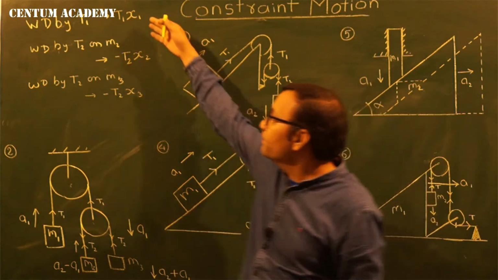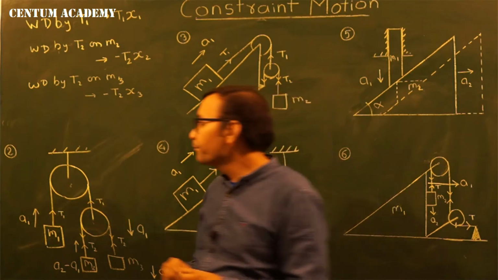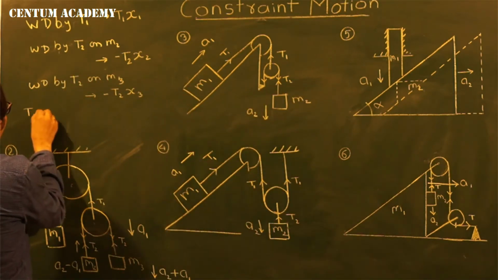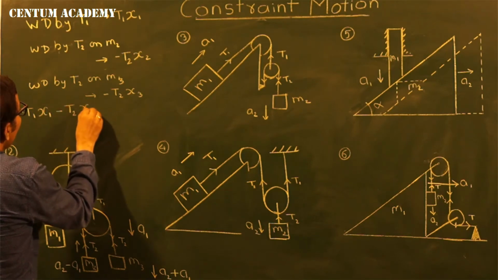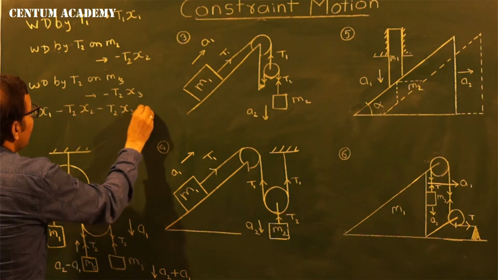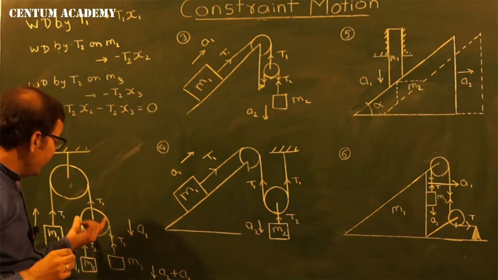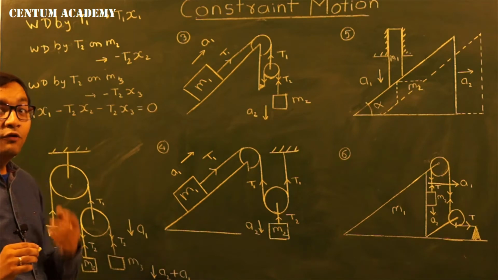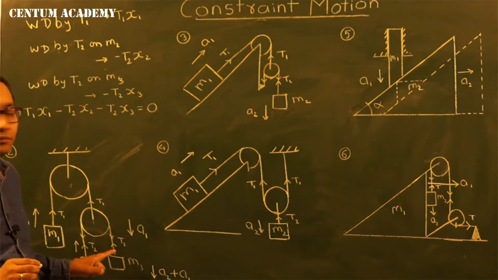So total work done by tension must be equal to 0 because it is an internal force, right? So I'll get total work done as T1 x1 minus T2 x2 minus T2 x3 is equal to 0, right? And if you see the free body diagram of this pulley, which is movable, you'll find out that T1 is equal to 2 times T2.